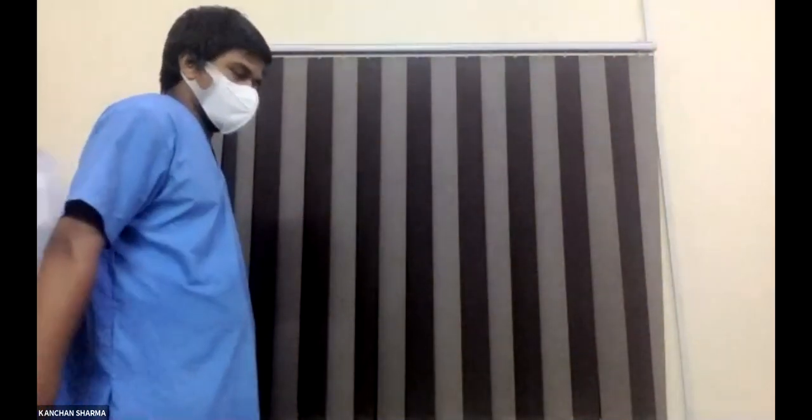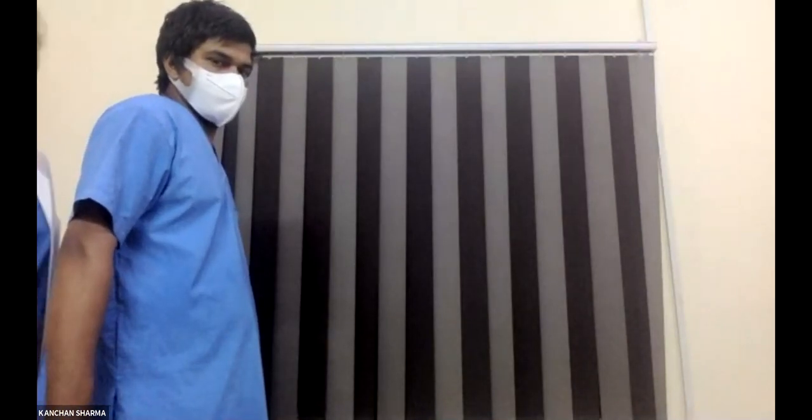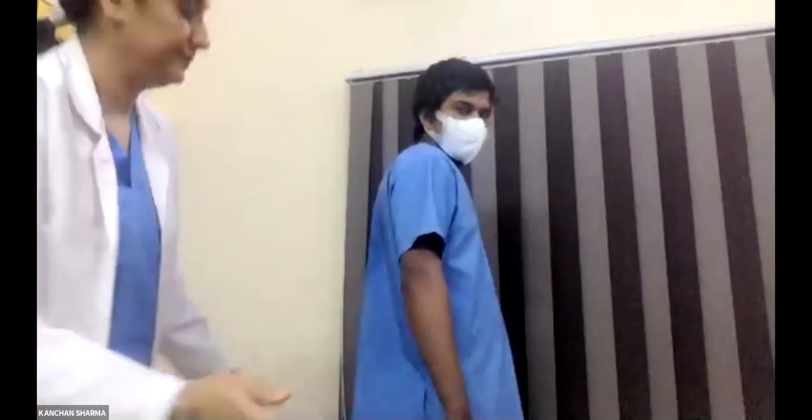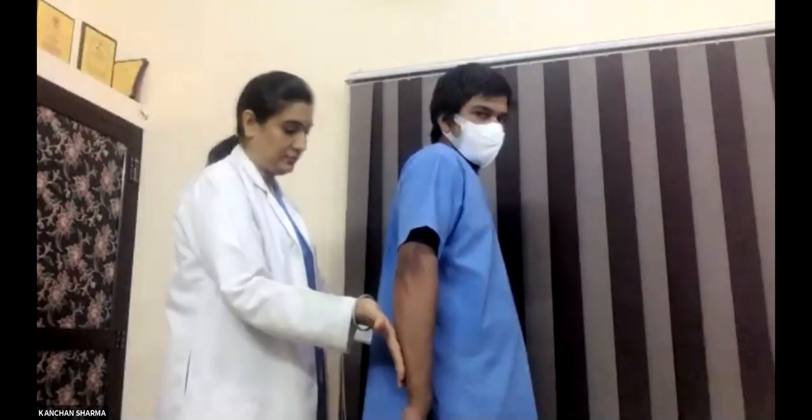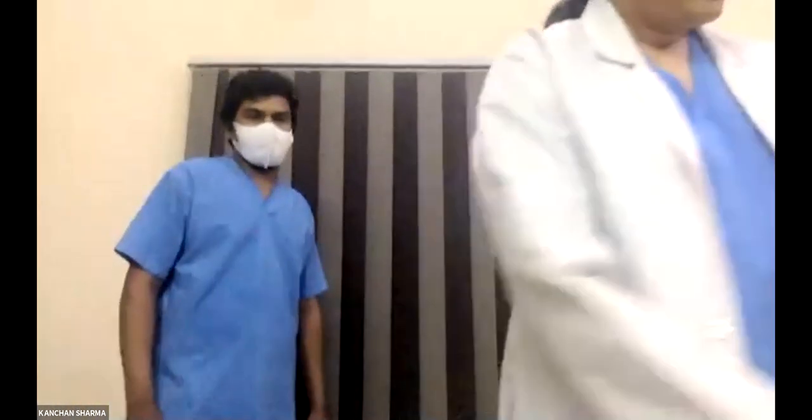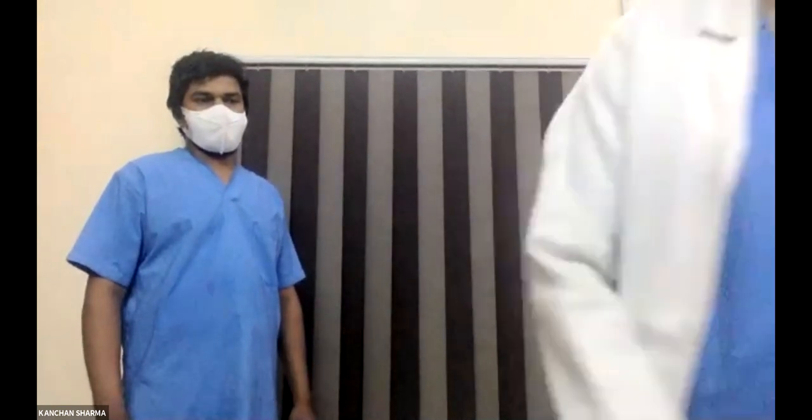Now again the posterior fibers. Okay, so I will be, okay, I'm not visible. I will be applying the resistance. Okay, so that is the posterior fibers we have tested. Okay, so that was all about the testing.